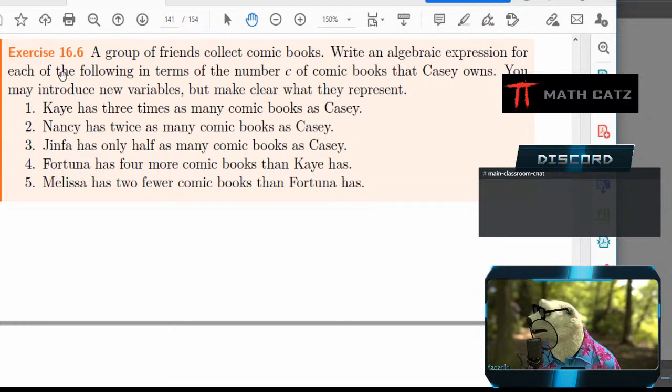Write that for each of the following in terms of the number C of comic books that Casey owns. So they were very nice in this case. They defined a variable for me. C is the number of comic books that Casey owns. Who is Casey? I don't know. I don't care. Doesn't matter. So I can skip step one because step one is done for me, and only in those cases can I skip step one. It's done already. You may introduce a new variable. We're not going to need to do that, but make it clear what they represent.